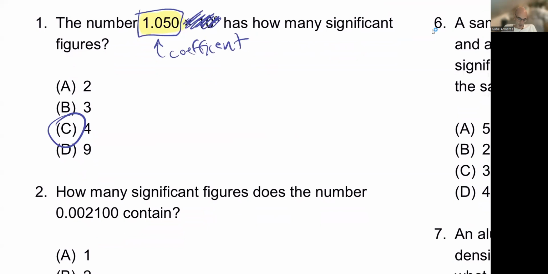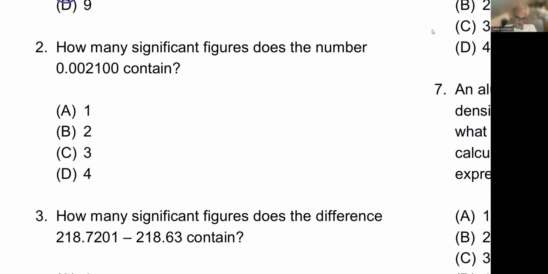That takes us to the next question. How many significant figures does the number 0.002100 contain? Again, I'm going to find the first significant figure, or I should say the first non-zero. That and everything after it is considered significant. So in this case, I have 4 significant figures. The zeros up front are nothing more than what we call placeholders. They just tell you the magnitude of that 2.100.